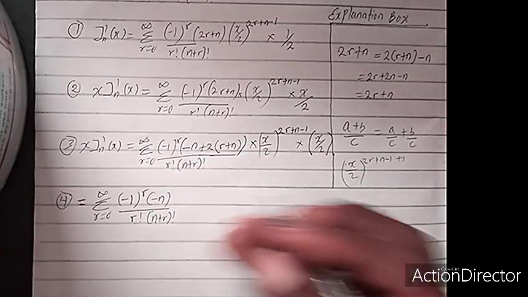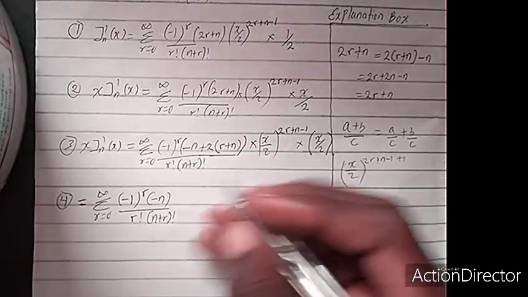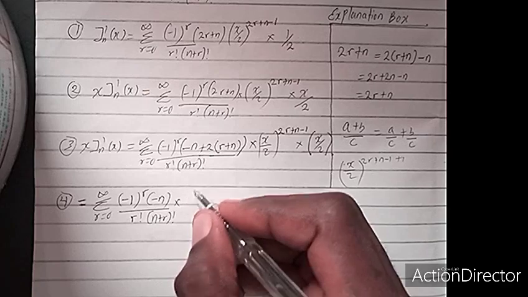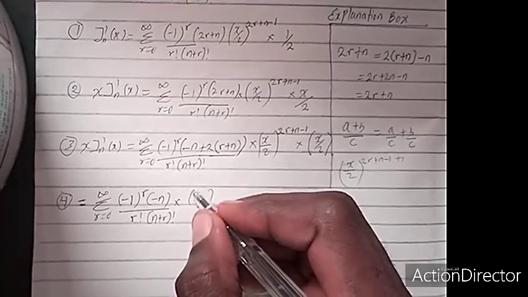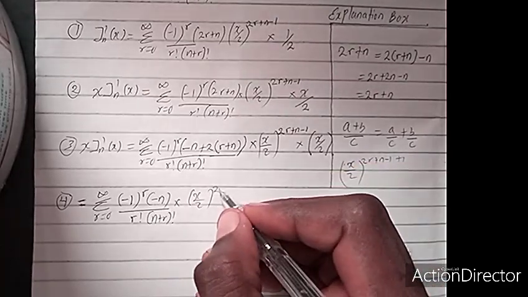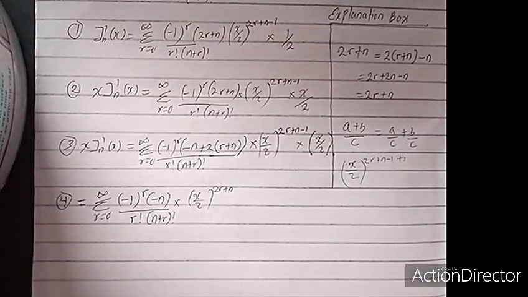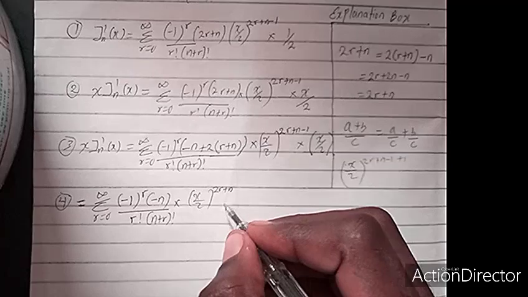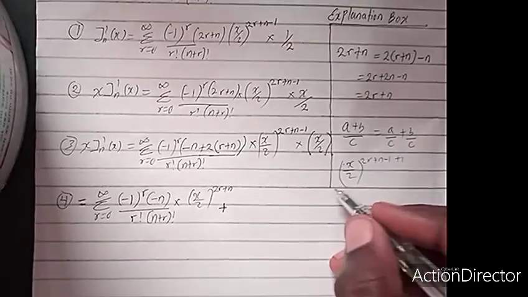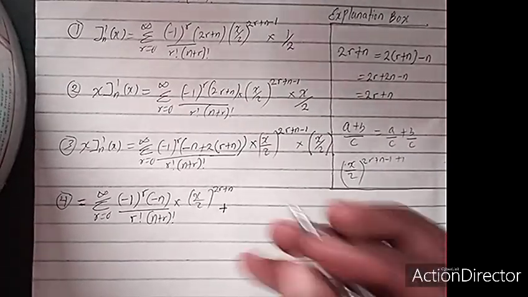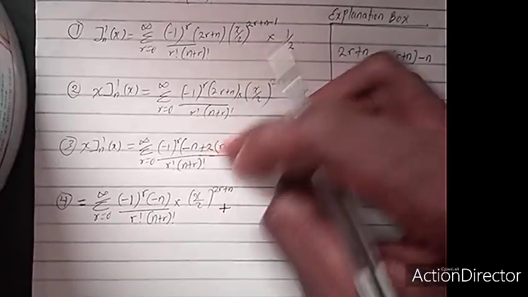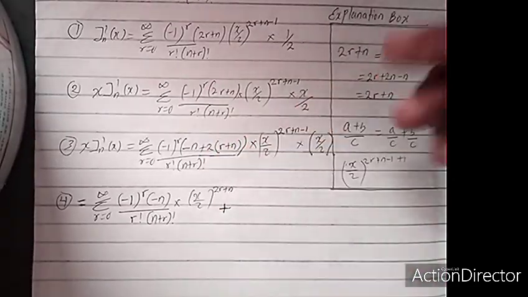So what I will have here is multiplied by x over 2 raised to power 2r plus n. That's for the first bracket. Now plus the second one, which is plus 2 into r plus n.